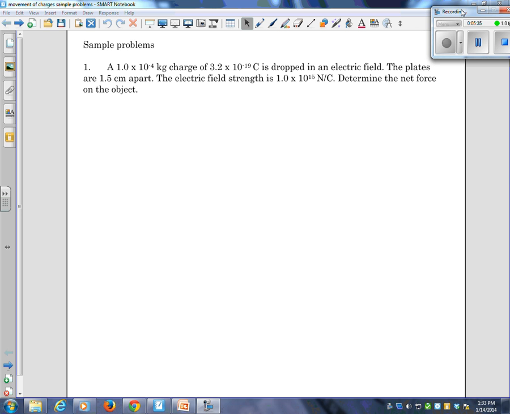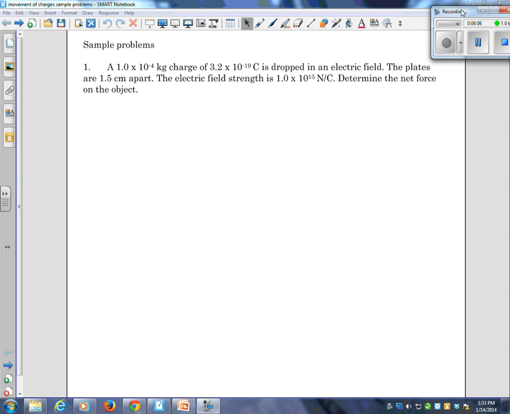Okay, so again, the only thing that really makes these complicated is the crazy numbers and the scientific notation. If it was just 3.2 times 1.5, it'd be really easy. We have a 1.0 times 10 to the minus 4 kilogram charge, and it's 3.2 times 10 to the minus 19 coulombs, and it's dropped into an electric field. The plates are 1.5 centimeters apart. The electric field strength is 1 times 10 to the 15. Determine the net force on the object.